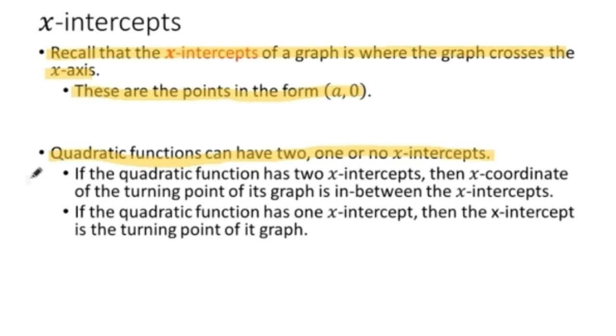Now, the x-intercepts can help us locate where the parabola turns. If the quadratic function has 2 x-intercepts, then the x-coordinate of the turning point of its graph will be right in between the x-intercepts. This is very helpful for very large graphs. If we know where the x-intercepts are, we can help track where the highest or lowest point is by first calculating what is directly in between the two x-intercepts. If the quadratic function has one x-intercept, then the x-intercept is the turning point of the parabola.